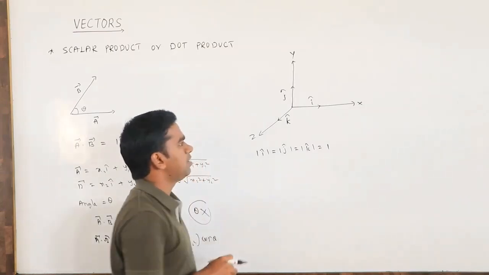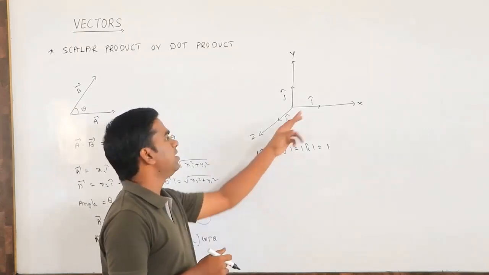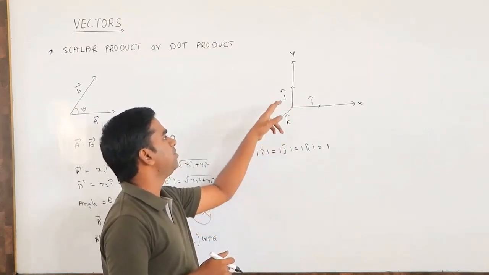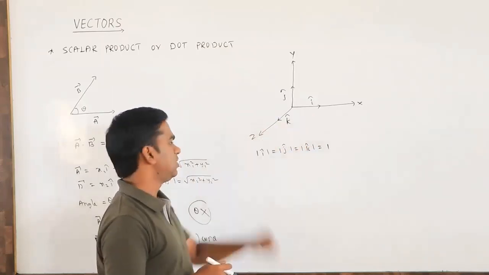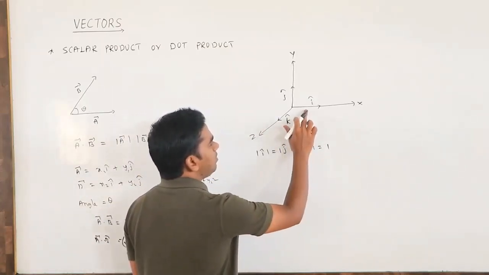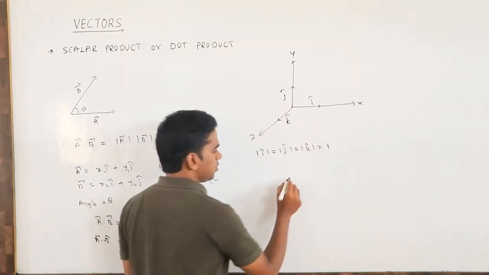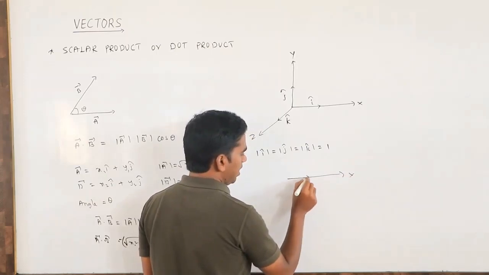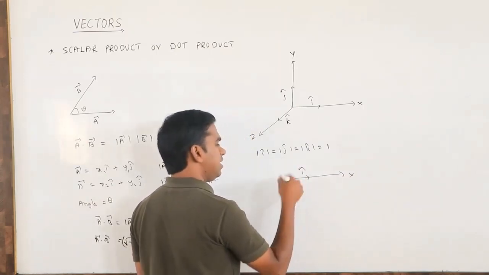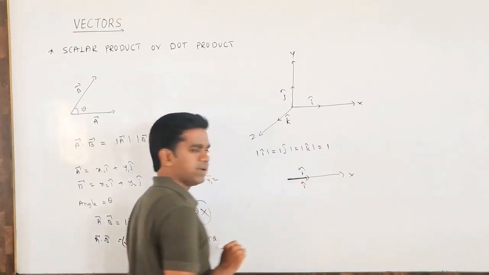Now we will see what we get if I multiply i with j, or i with k, or j with i. Okay. So that we will see. First, I will take i cap dot i cap. Okay. If this is the x, one i cap is already there. I will take another also i cap only.